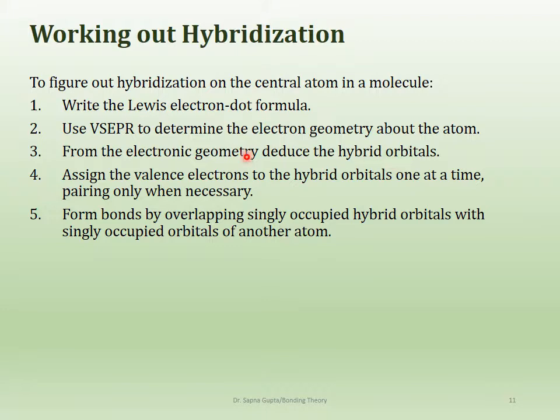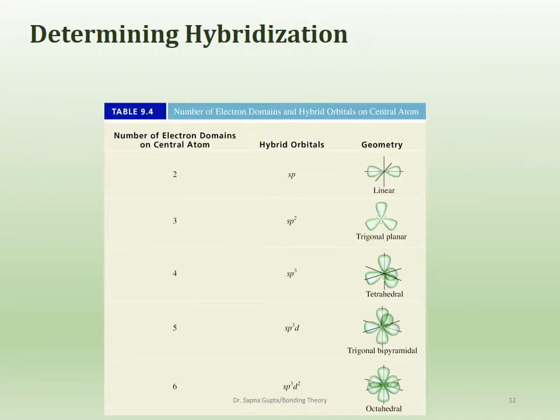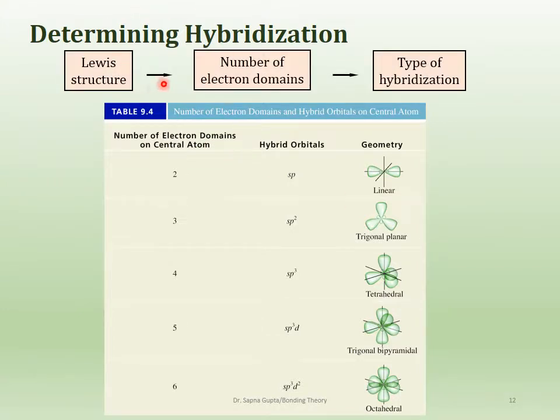Then you assign the valence electrons to the hybrid orbitals, and then you can write out the hybridized structure. It's as simple as that, but you have to start with the Lewis structure and you have to have the right Lewis structure. So this is what it is like: Lewis structure, number of electron domains, or the electron geometry, which is also the AX formula, and then you determine the type of hybridization.